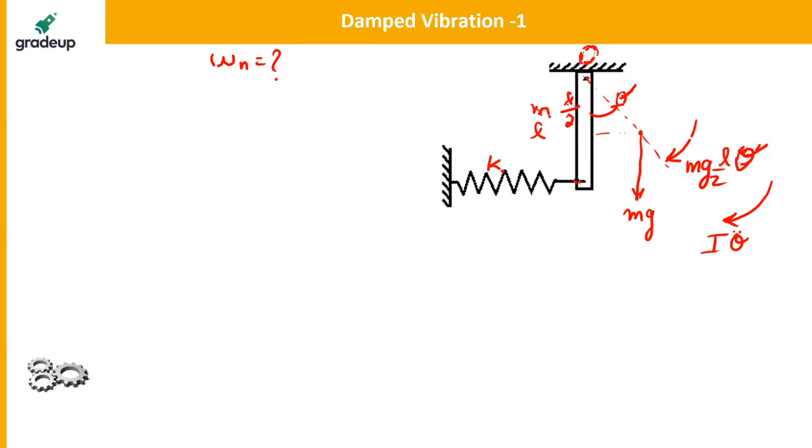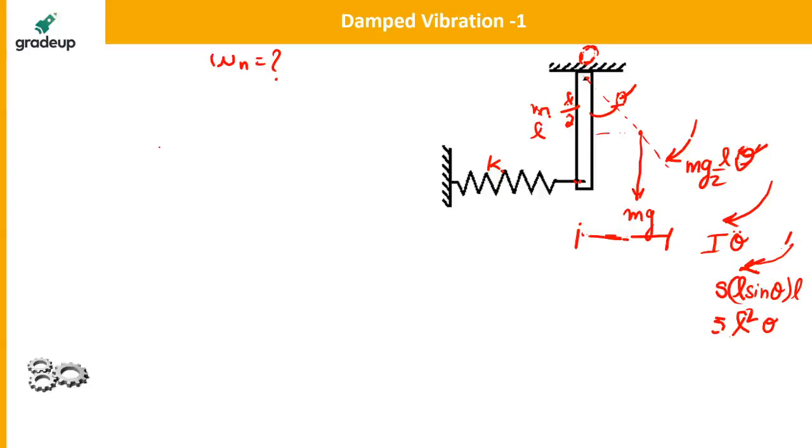So it will be K into L into L theta. Is that clear? Because what will be the deflection? The deflection will be in this direction. So we'll have a spring force acting in this direction, that will be equal to S into L sine theta, into L. Is that clear? So I can write this directly as S L square theta.